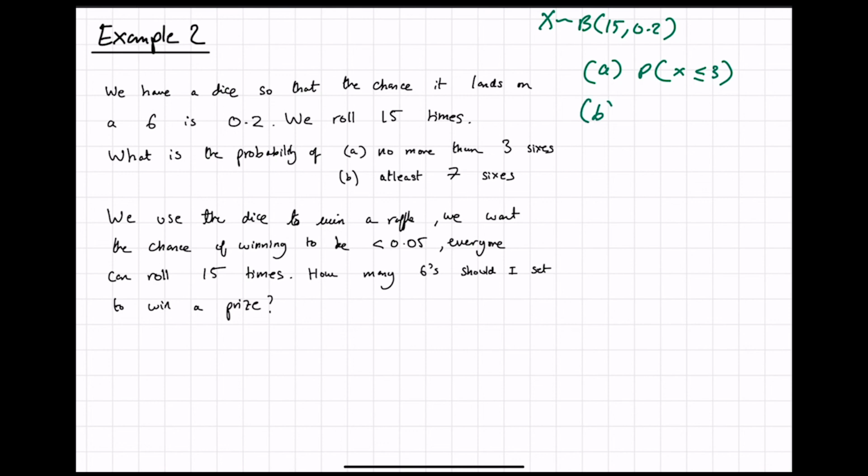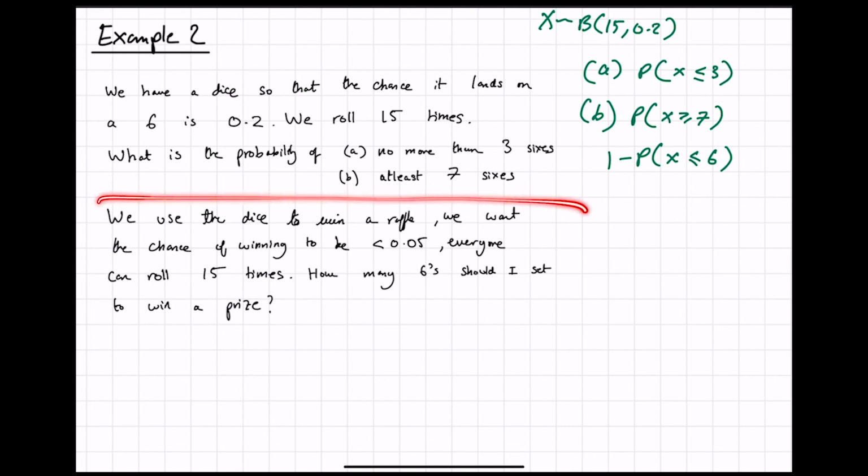So then finally, part B. At least 7 sixes means that the probability of x has to be at least 7, which means it has to be more than or equal to 7. That's what at least means. So again, to do this, we have to do 1 minus the probability that x is less than or equal to 6. So that's using what we said before. You can find this in your calculator or the tables again, and you'll get your answer straight away. So that's what you need to do for this kind of question.